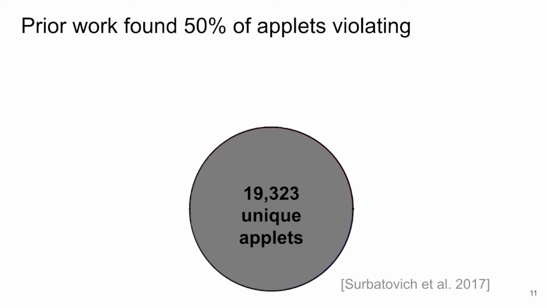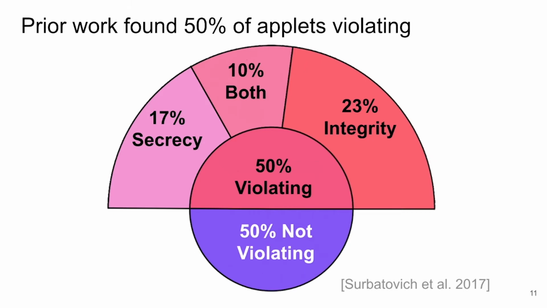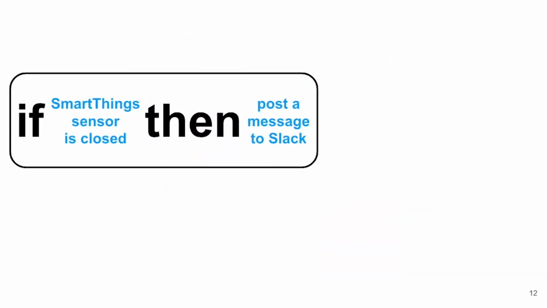In that prior work by Surbatovich et al., the authors looked at over 19,000 applets that were available on the IFTTT website in 2017 and used the analysis I've just described to determine that almost 50% of applets available on IFTTT had potential violations. 17% had secrecy violations, 23% had integrity violations, and 10% had both. But the data from this prior work was limited.